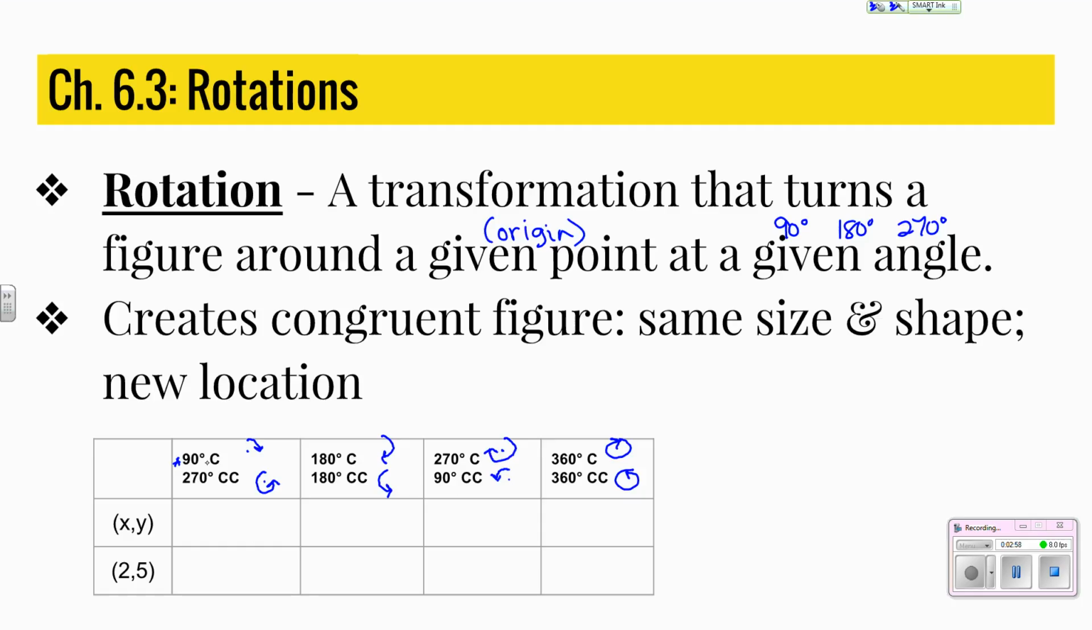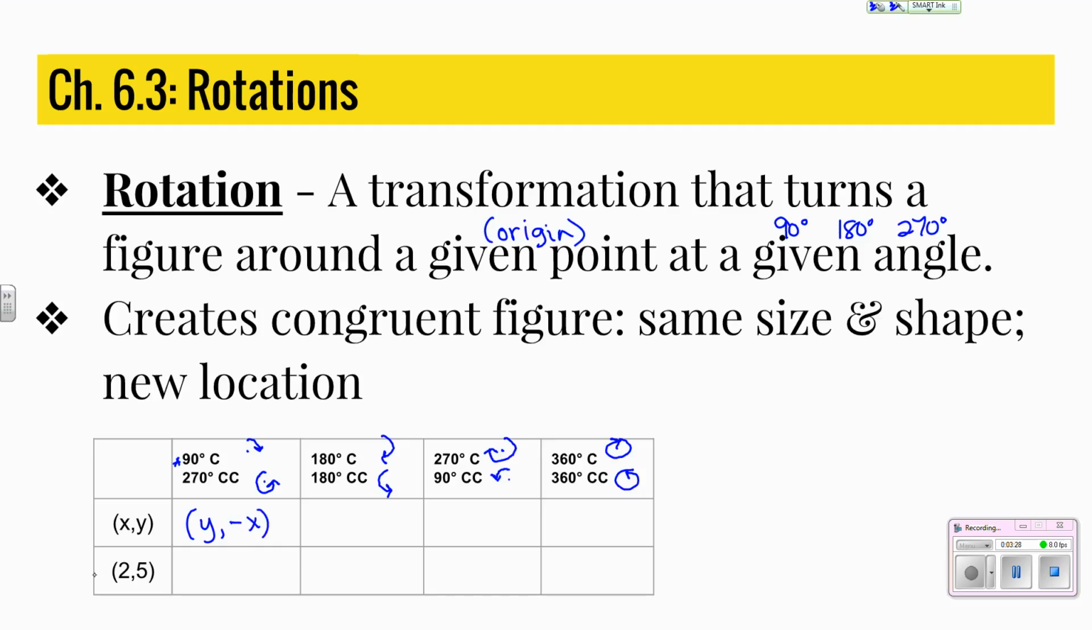So let's take the 90-degree clockwise. Here is our point from our original figure. So the ordered pair is (x, y) from the original figure. And in this case, the example is (2, 5). So we're going to do both. For a 90-degree clockwise rotation, the Y coordinate, whatever it might be, becomes the X coordinate, so to speak. Our X coordinate becomes our Y coordinate, and it changes signs.